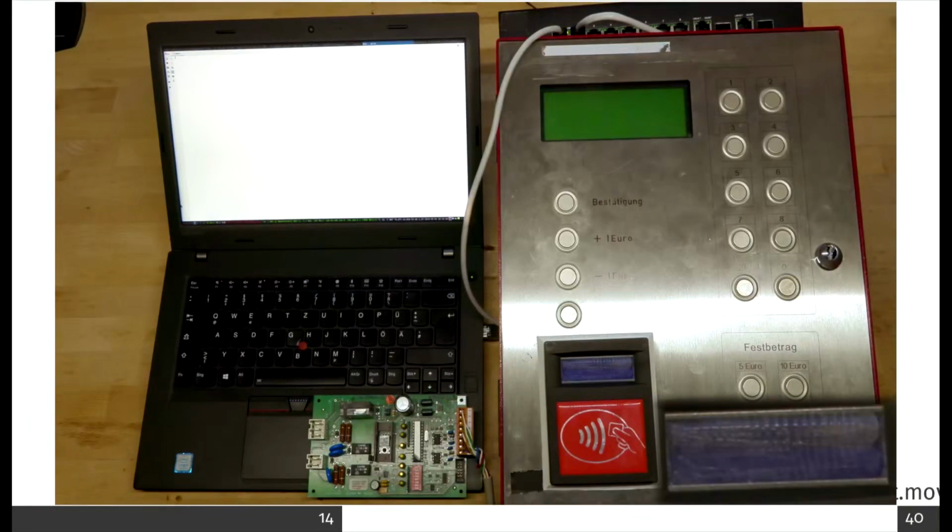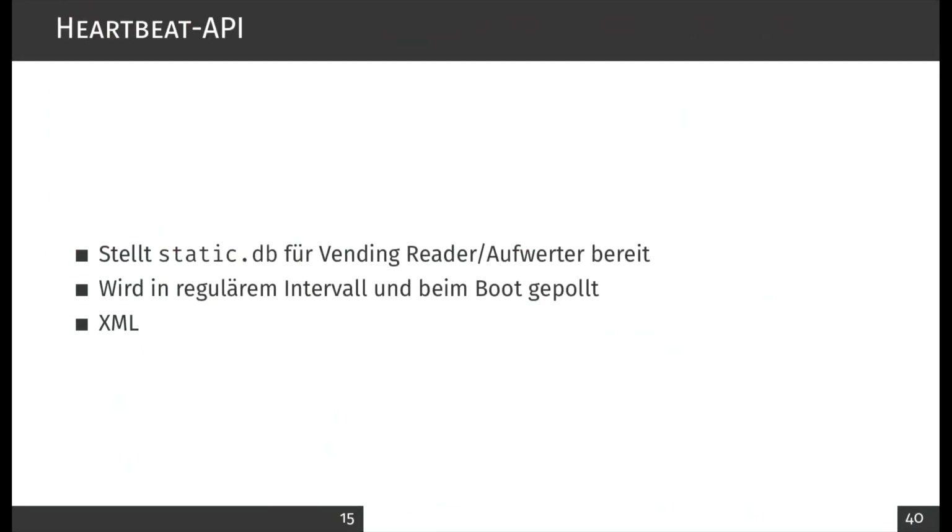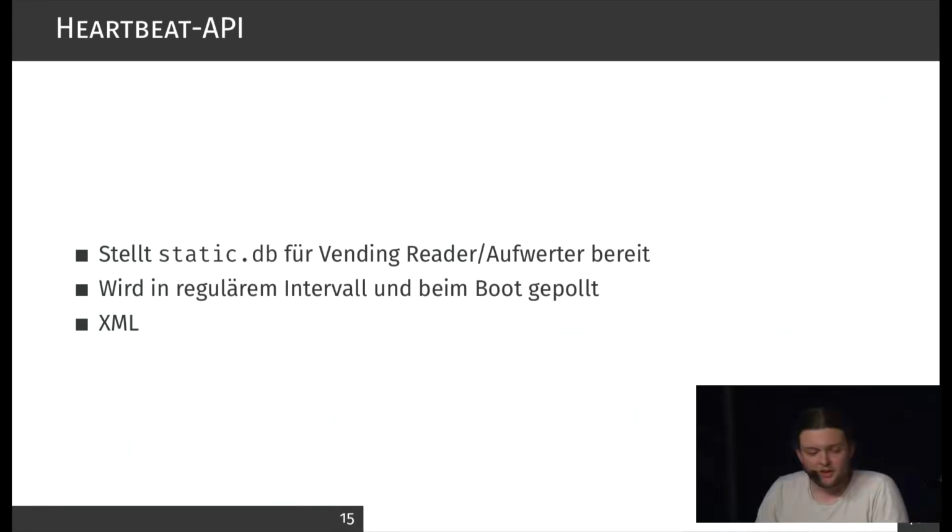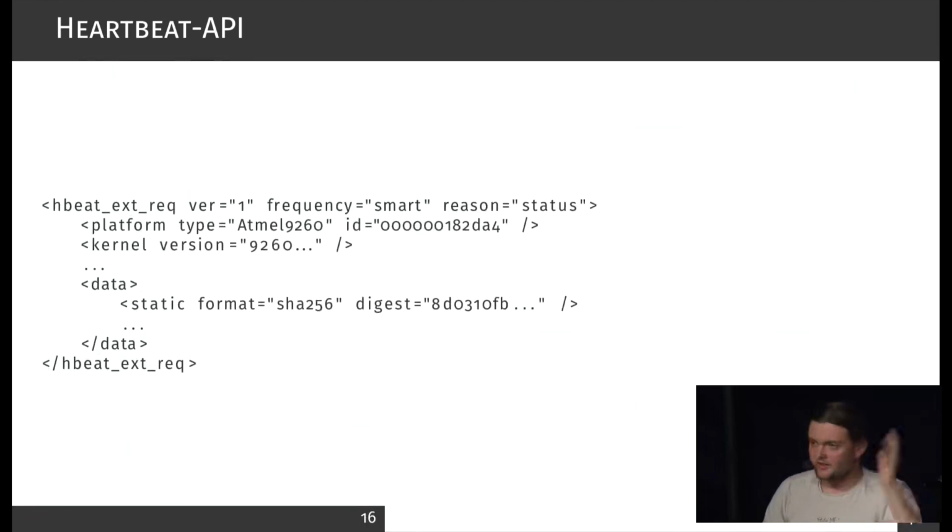Nice leak and nice bug here. Let's look at the API a little. As you've seen in the video, there are two API endpoints. There's a heartbeat endpoint, which is used for pretty much everything that's connected to the configuration. For example, it provides the static DB for the configuration and is updated in regular intervals and at the start of the vending machine. That's an XML API, that's a request.